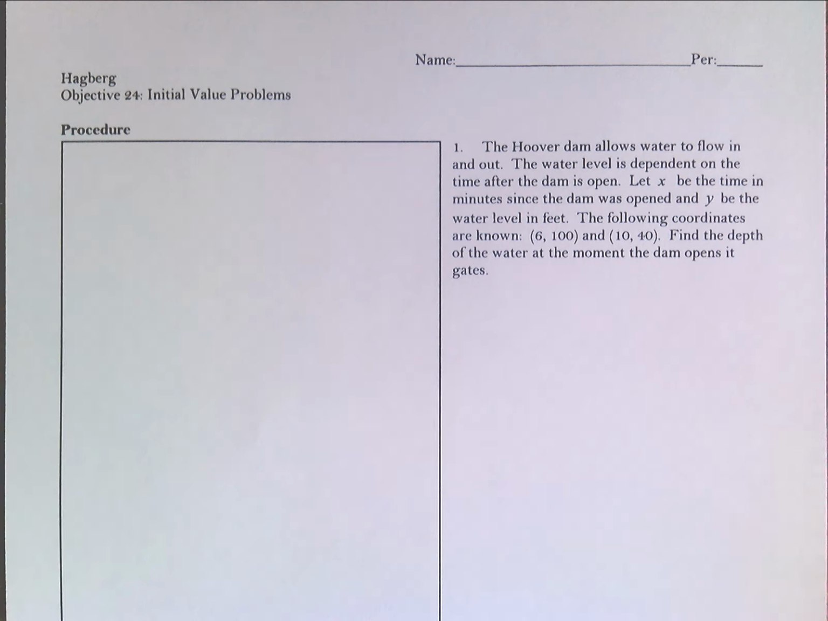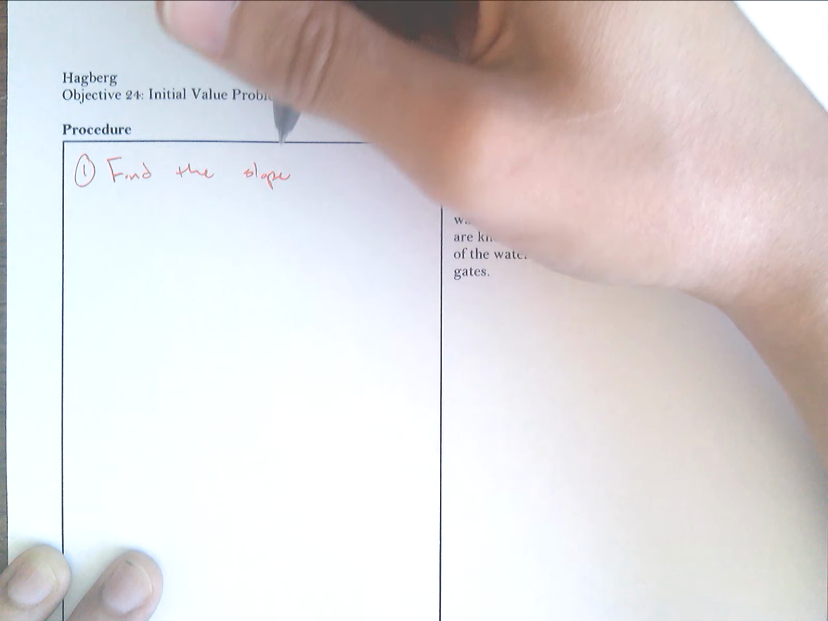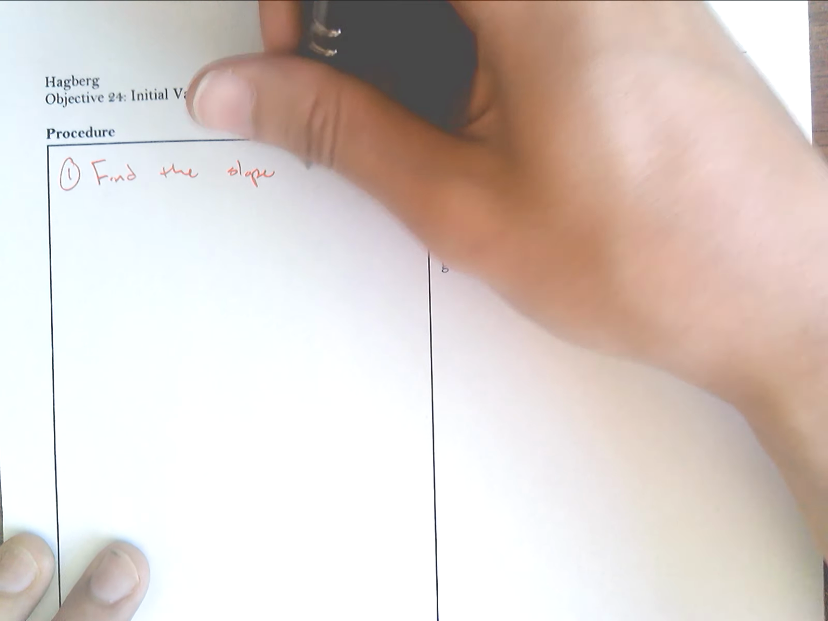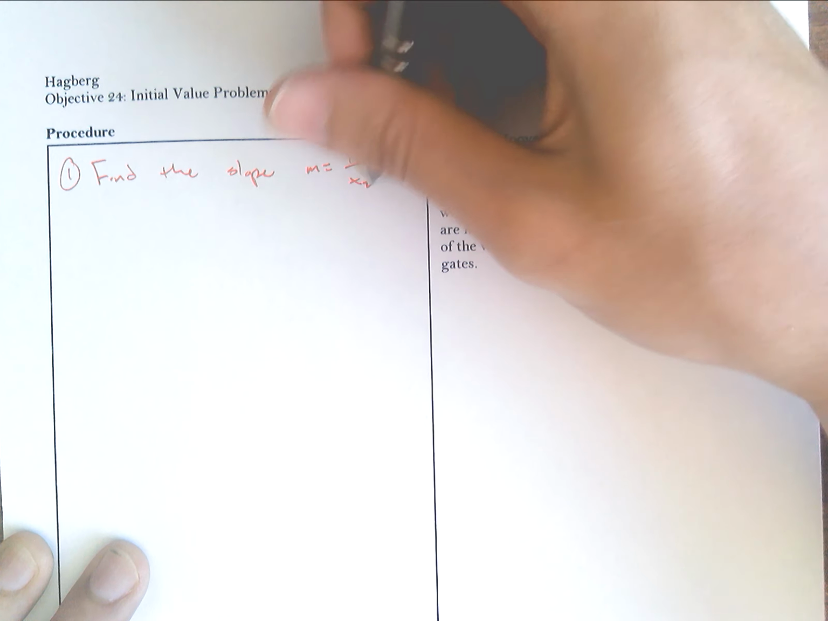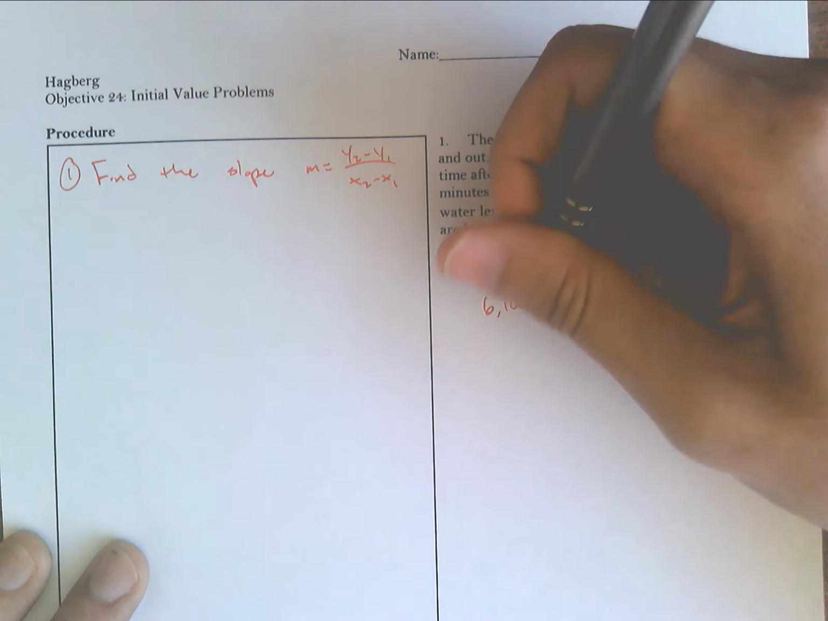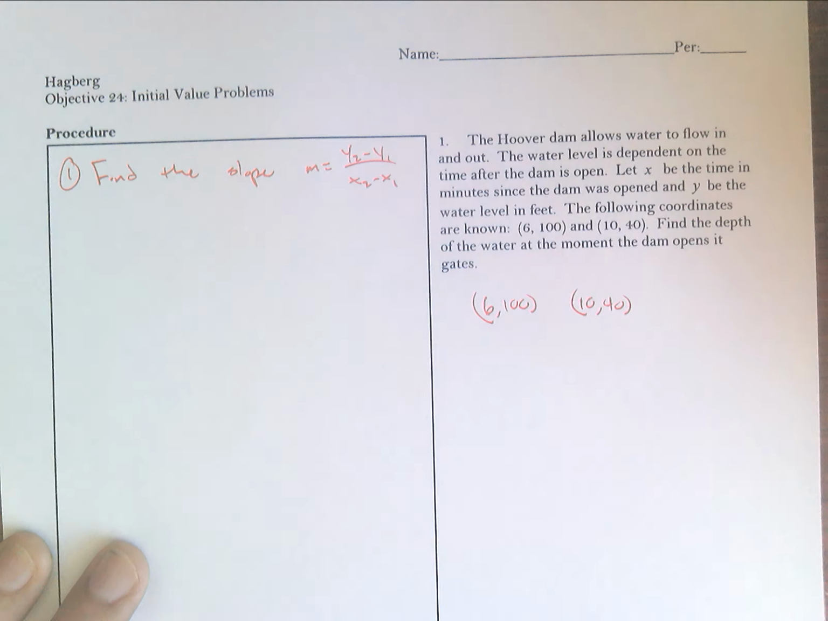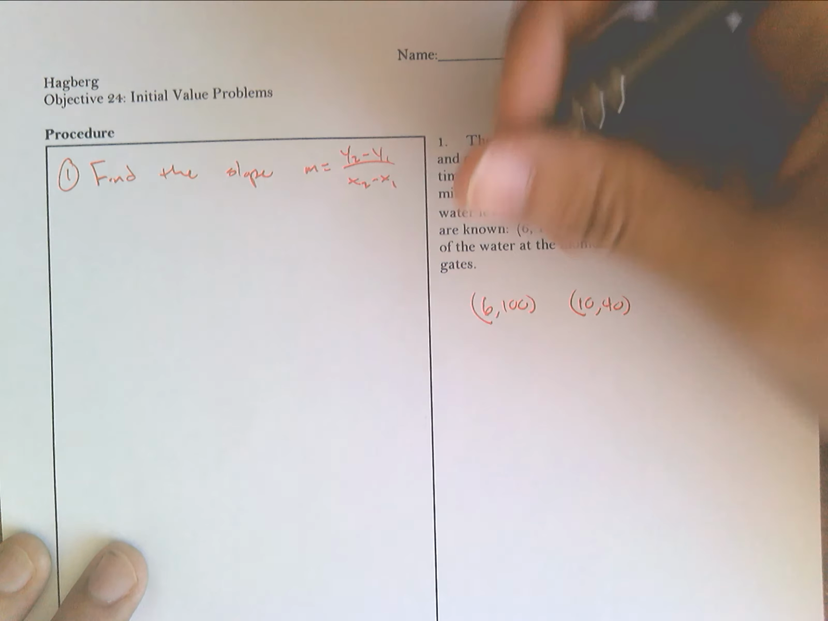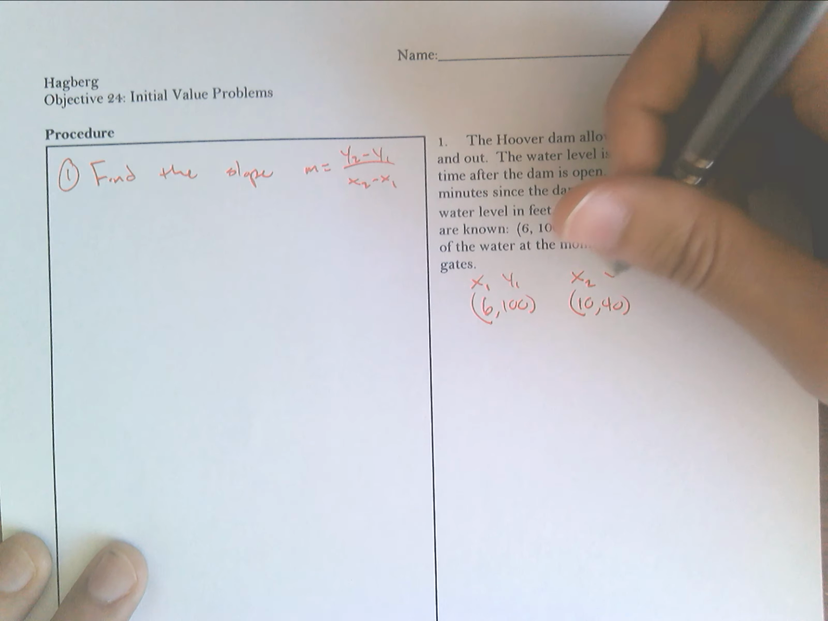In order to find this, step 1 is to find the slope. We find it the same way that we did in objective 23, which is m equals y2 minus y1 over x2 minus x1. So let's go ahead and do that. Using our 2 points, (6, 100) and (10, 40), we label each of these x1, y1 and x2, y2. So we'll call this one x1, y1, and this one x2, y2.